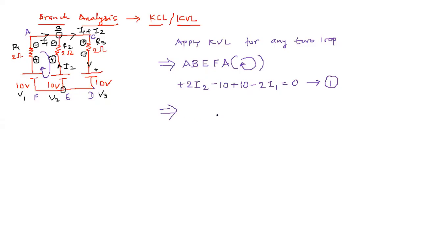Then I'll go for another loop, that is B, C, D, E, B, again going clockwise, right? I'm trying to trace this path, right?